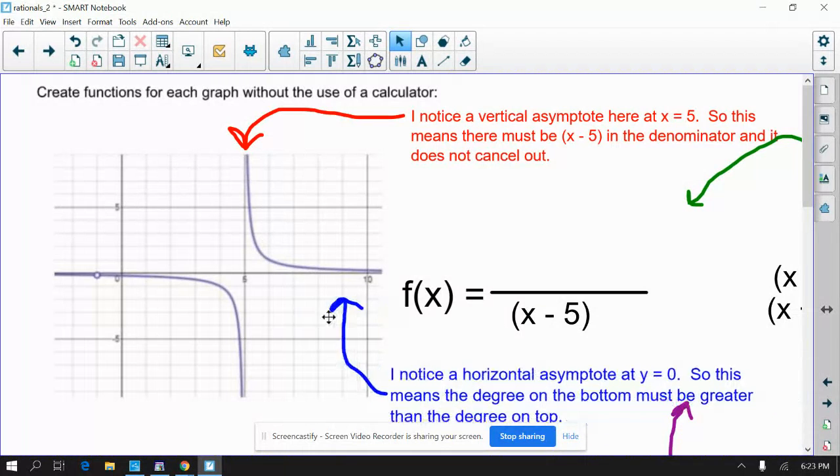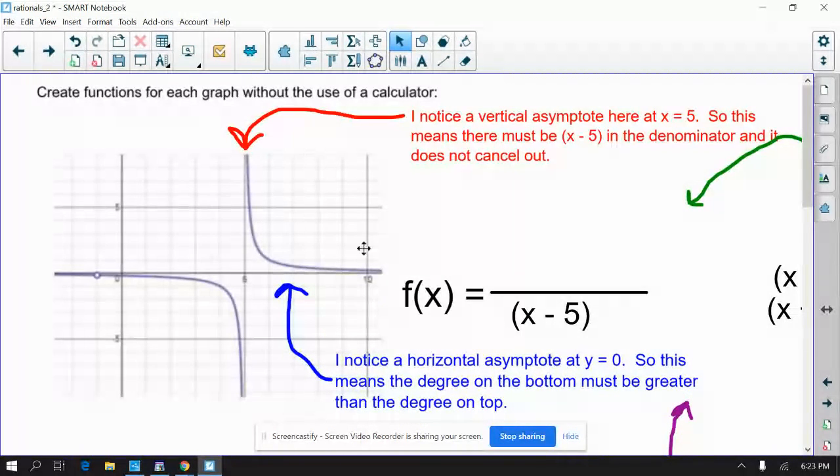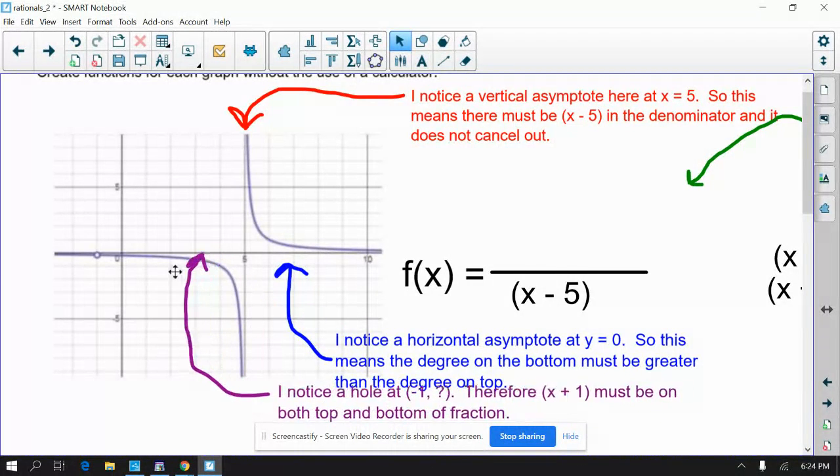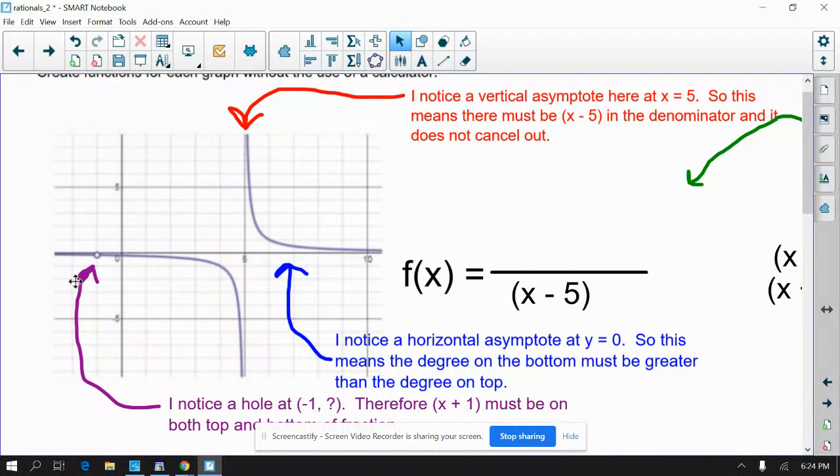What else do I know? Well, I can see there's a horizontal asymptote at y equals 0. What does that tell me? Well, if there's a horizontal asymptote at y equals 0, then I know the degree of the bottom has got to be bigger than the degree of the top. What else do I know? Well, I have a hole right there, a removable point.